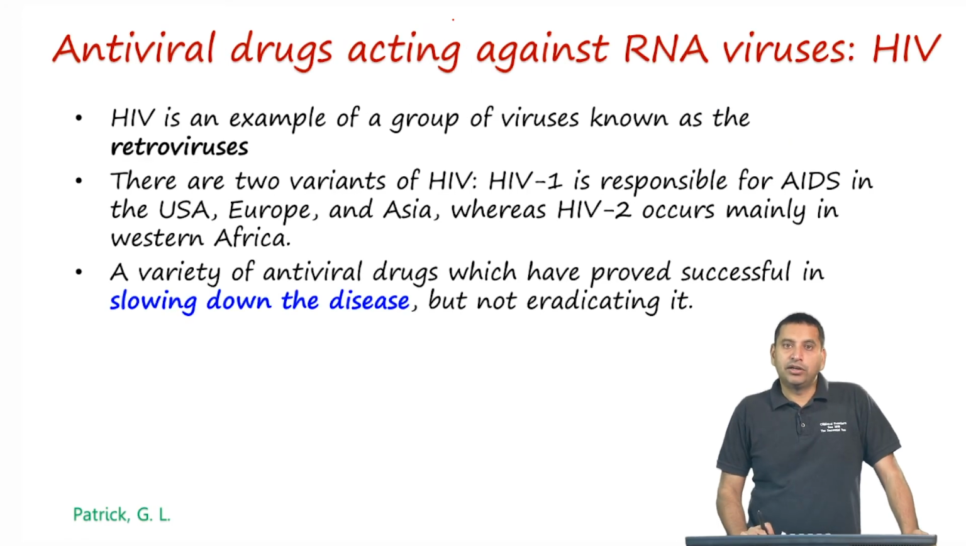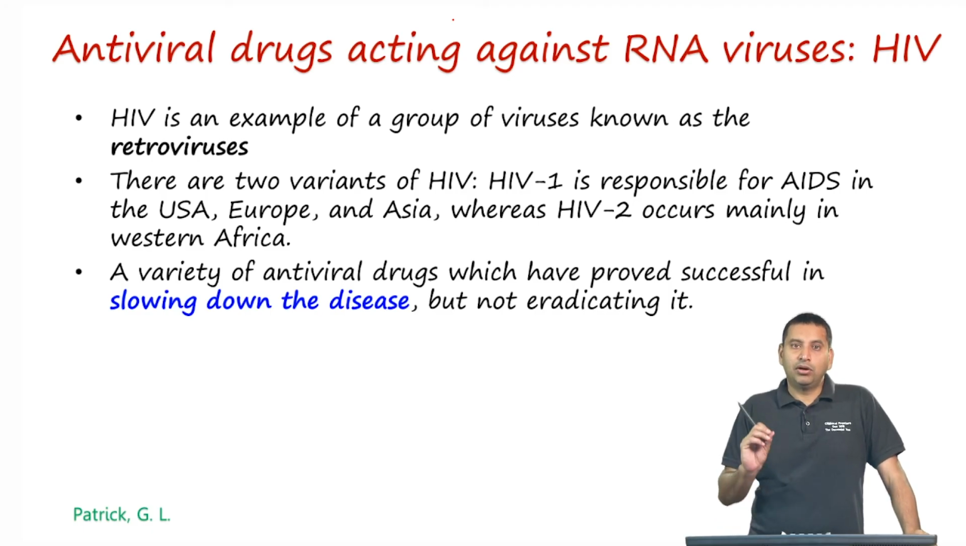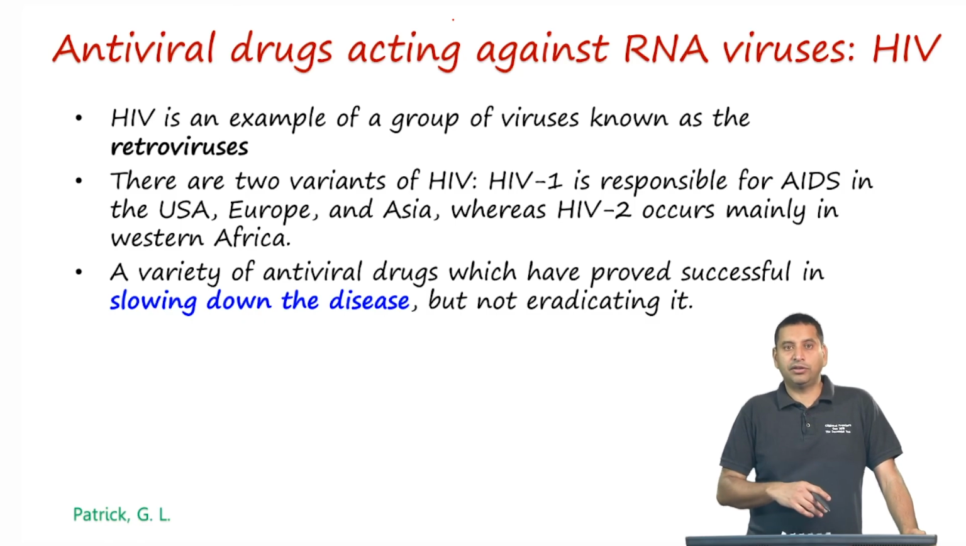There are antiviral drugs which act against RNA viruses, which is the second class of viruses, and here we will specifically look at HIV. So HIV is an example of a group of viruses known as retroviruses. Okay? And there are two major variants. One is HIV-1, which is responsible for AIDS in much of America, Europe and Asia, and there is another one which is HIV-2, which mainly occurs in Western Africa.